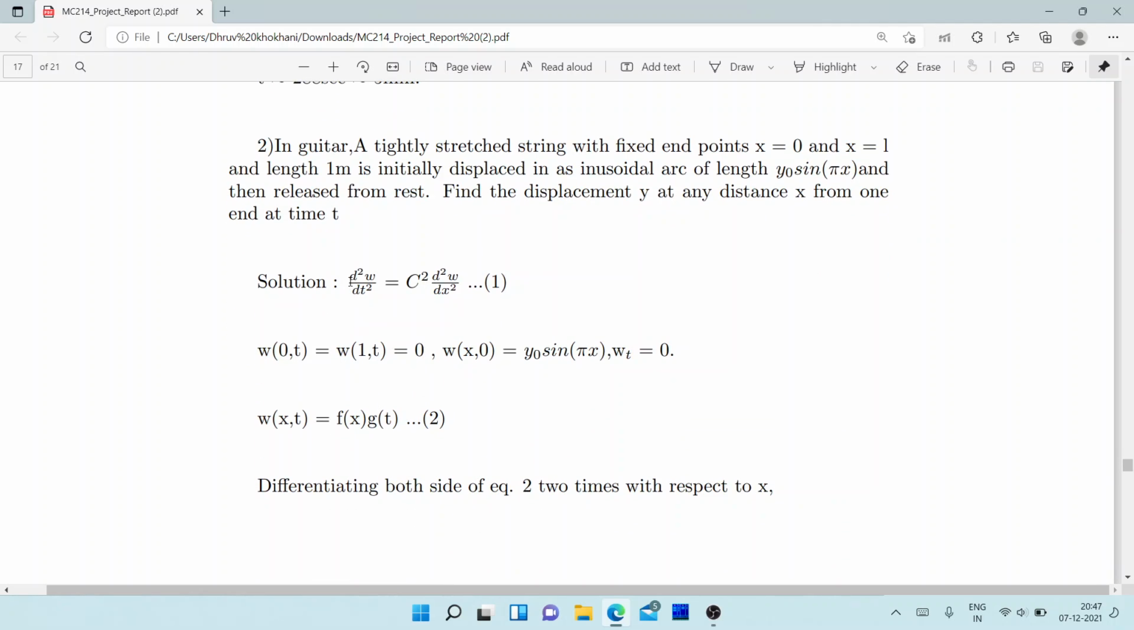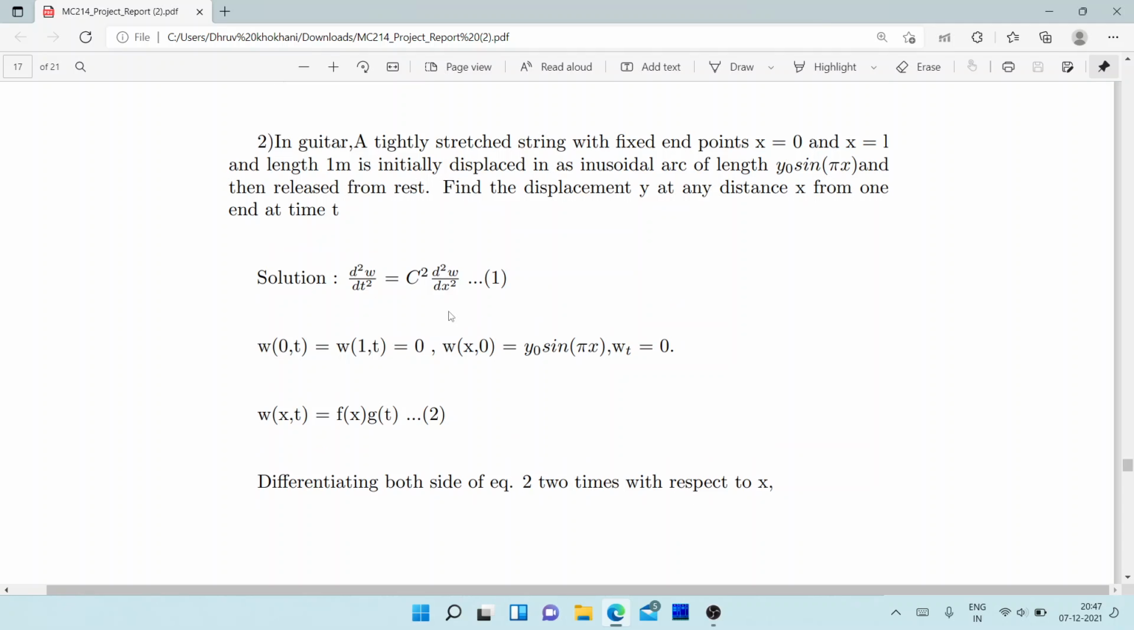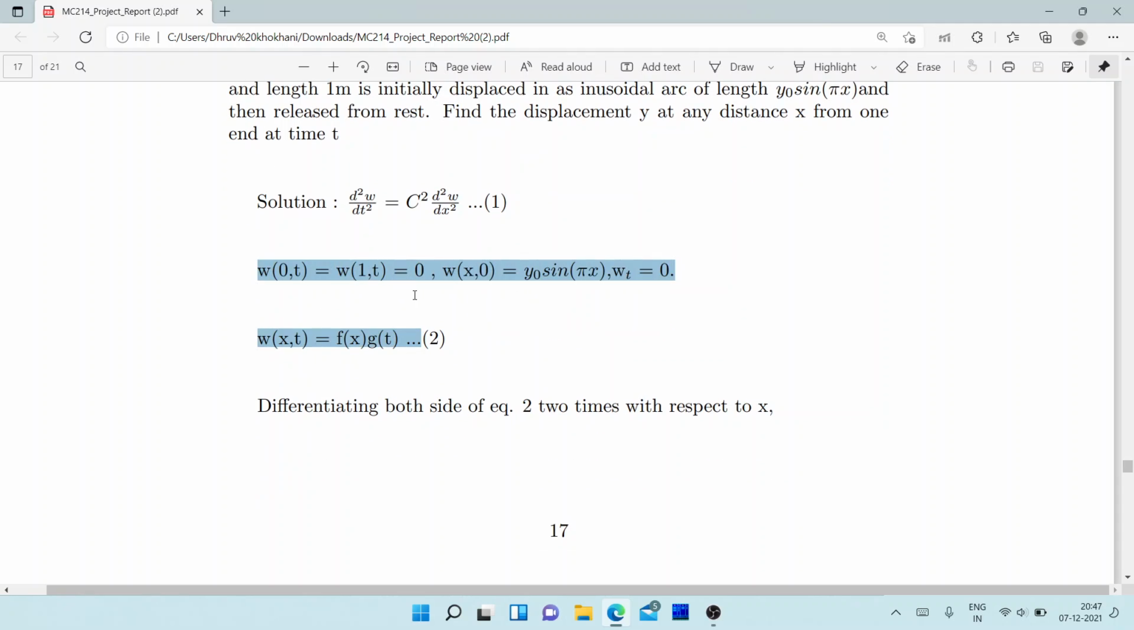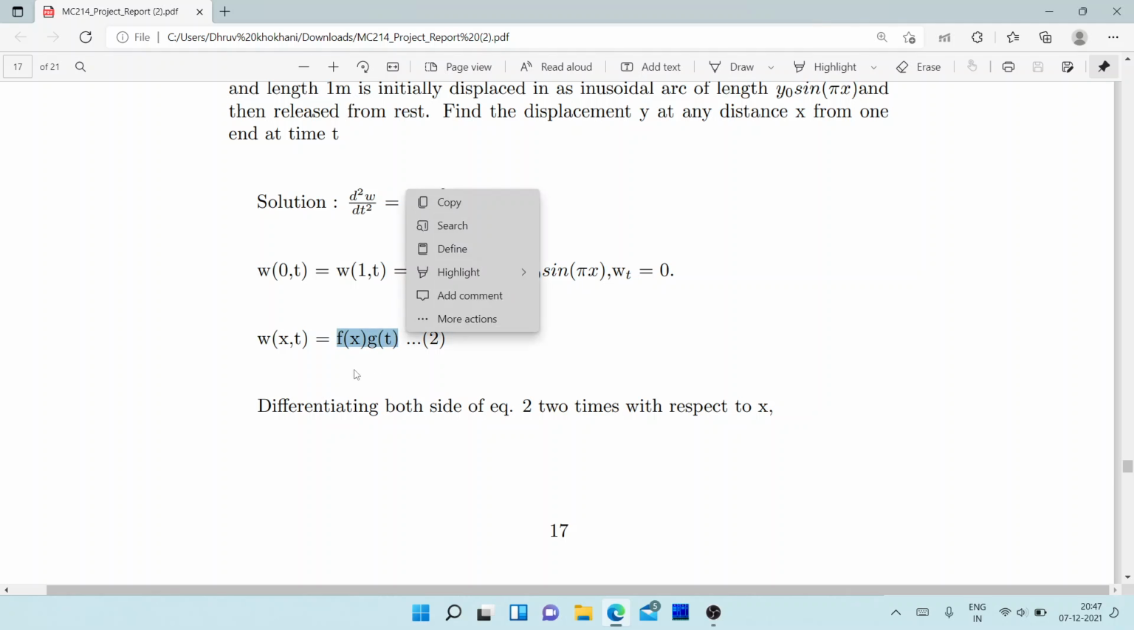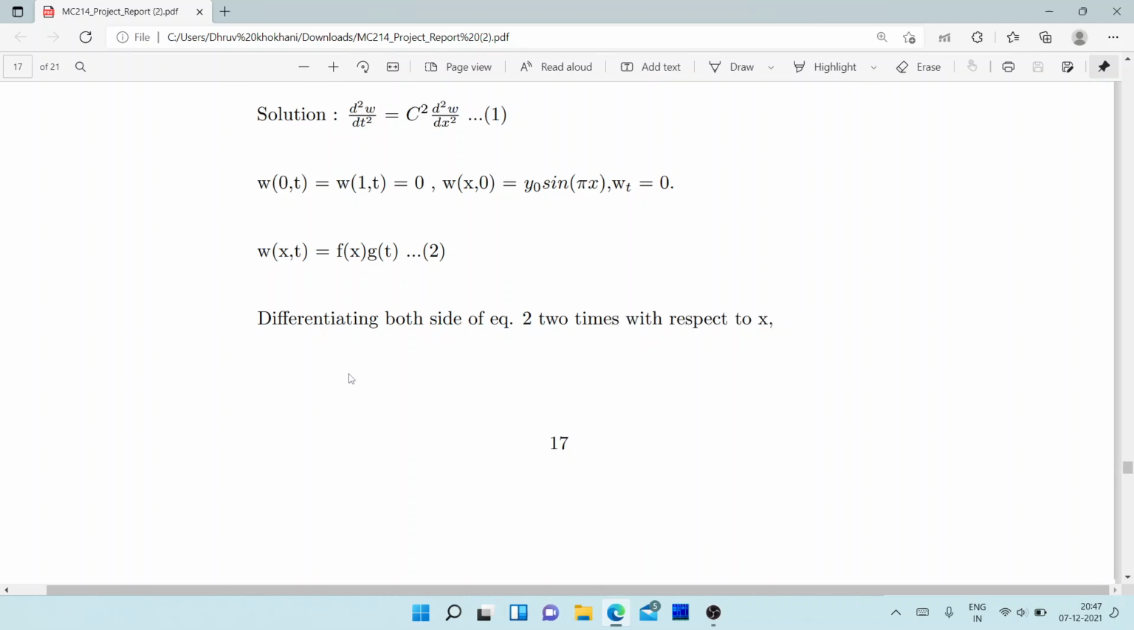So we use the wave equation. This is the wave equation. These are the boundary conditions. To solve this wave equation, we use the variable separable method. So we take w of x comma t equal to f of x into g of t. Now we differentiate both sides 2 times with respect to x, and similarly with respect to t.